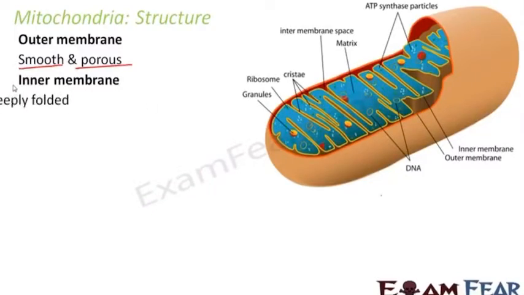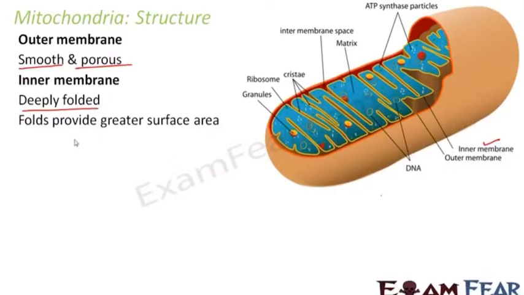Next we have another inner membrane which is deeply folded. So if you look at the inner membrane, this is the inner membrane. If you look at this membrane, it is a folded structure. It is not that smooth. It has got curves and turns, right? So this is a deeply folded inner membrane. Okay, what else does it have?